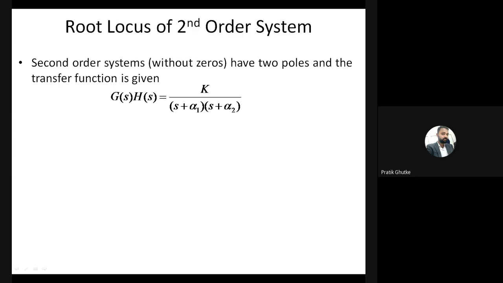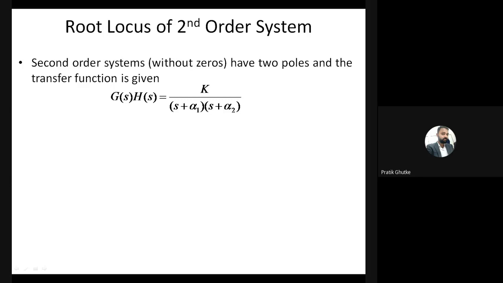So now moving towards the root locus of the second order system. Till now we have seen the root locus of the first order system. Now we will see the root locus of the second order system. First of all, we will consider the second order system without zeros. They have only poles.